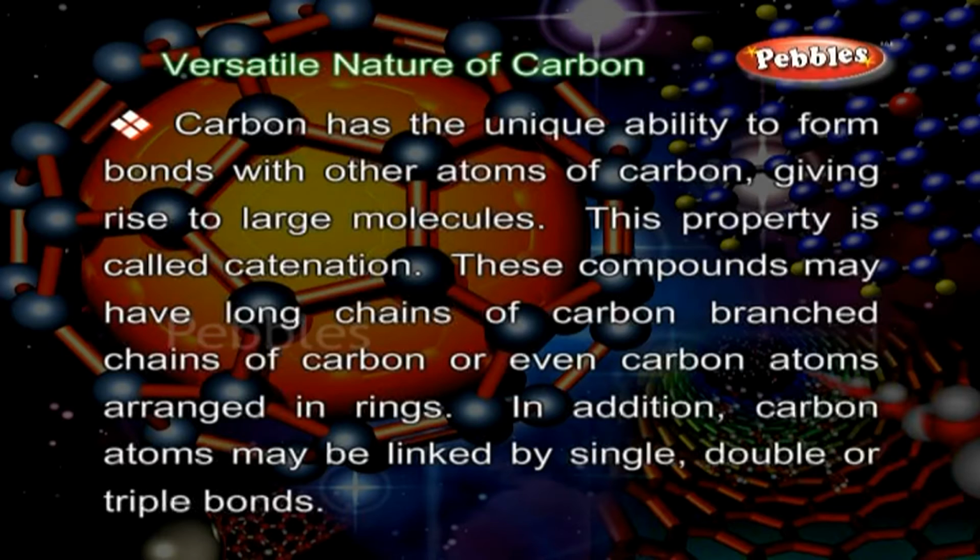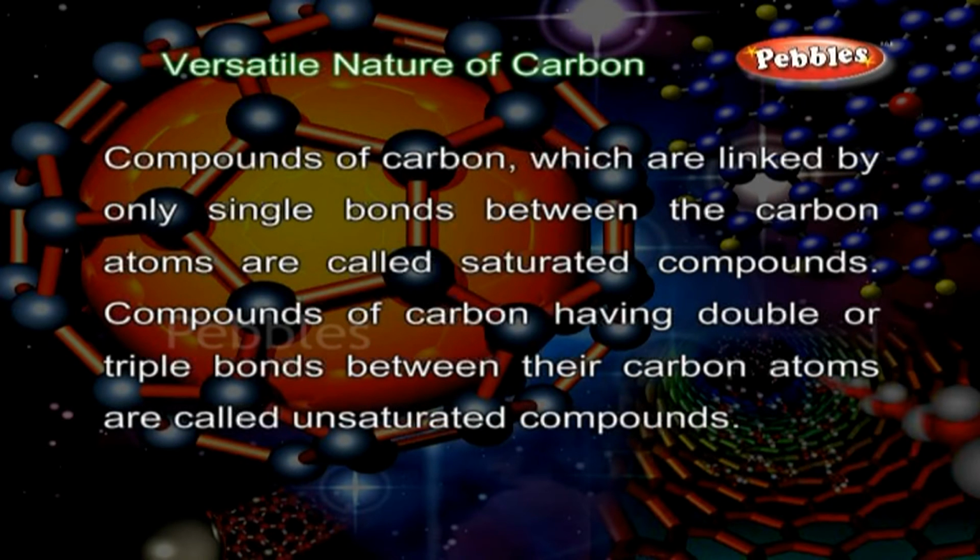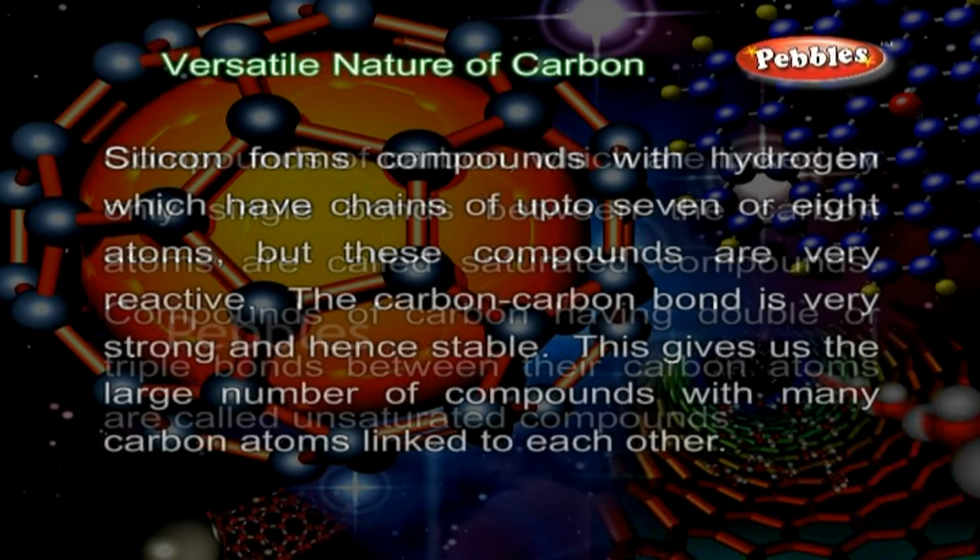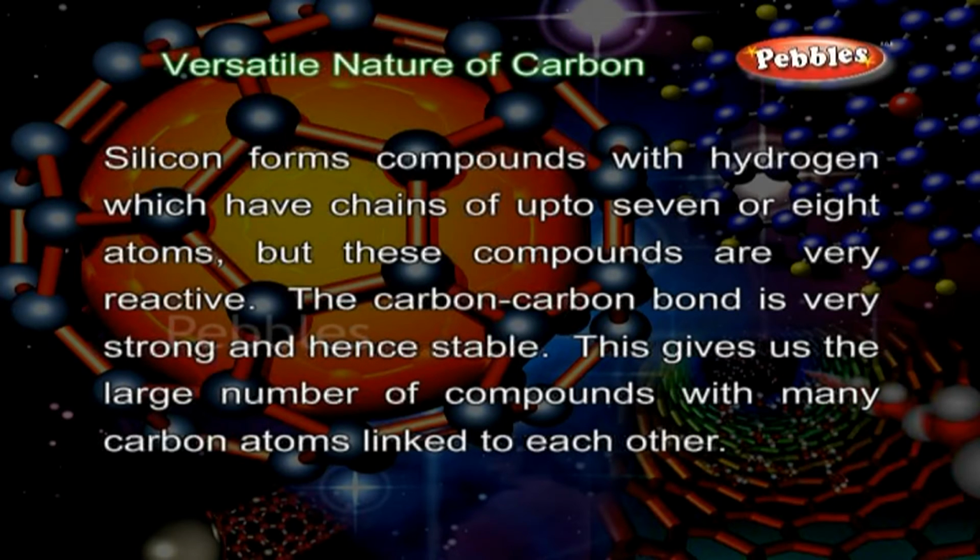These compounds may have long chains of carbon, branched chains of carbon, or even carbon atoms arranged in rings. In addition, carbon atoms may be linked by single, double, or triple bonds. Compounds of carbon which are linked by only single bonds between the carbon atoms are called saturated compounds. Compounds of carbon having double or triple bonds between their carbon atoms are called unsaturated compounds. Silicon forms compounds with hydrogen which have chains of up to 7 or 8 atoms, but these compounds are very reactive.